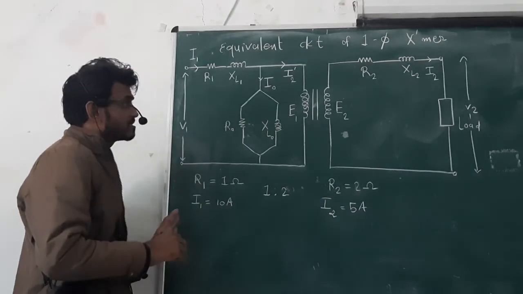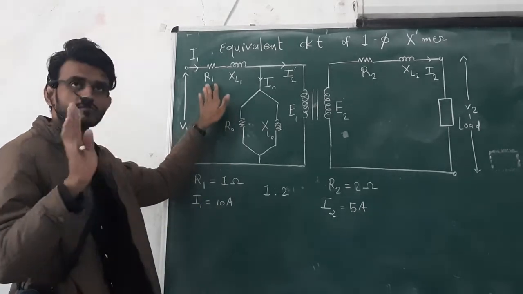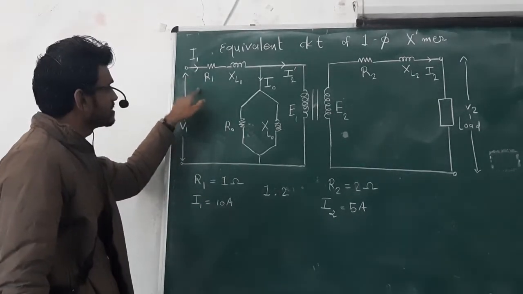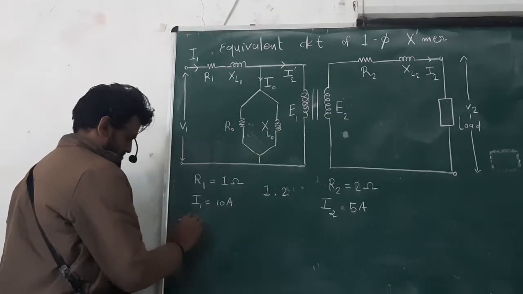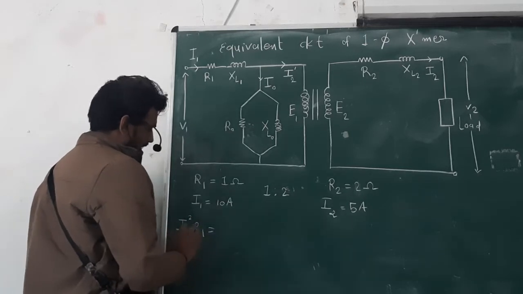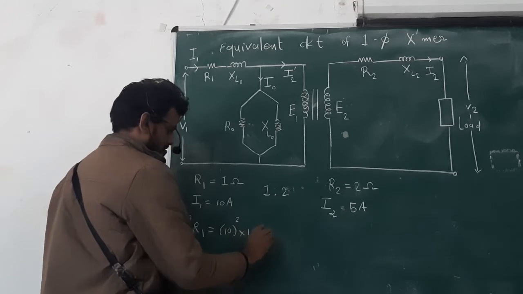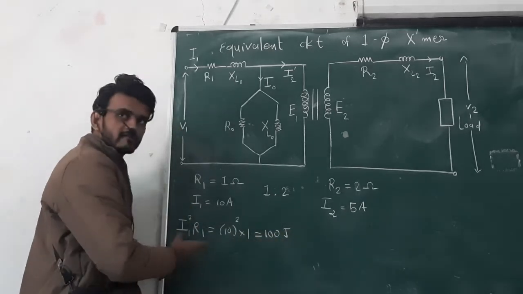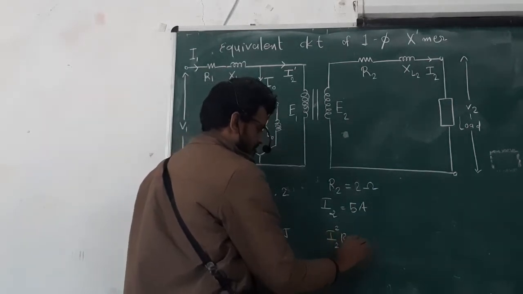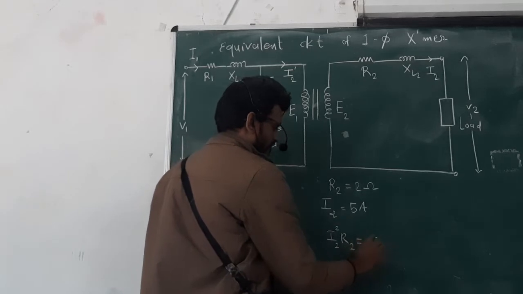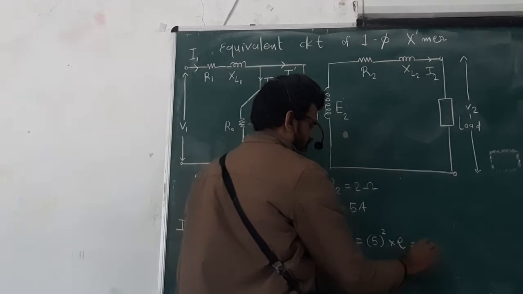So the total energy consumed by the transformer in the resistive portion only is I1 square R1 plus I2 square R2. I1 square R1 is 10 square into 1, that is 100 joule. Then I2 square R2, what is I2? 5 square into 2, that is 50 joule.